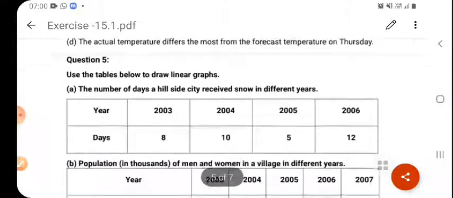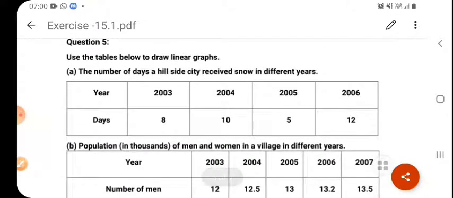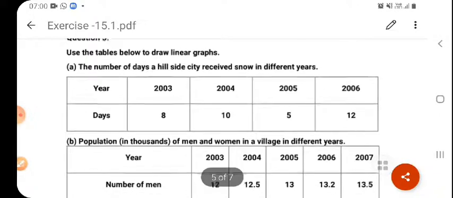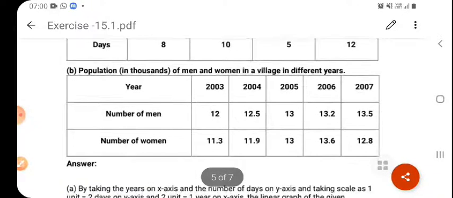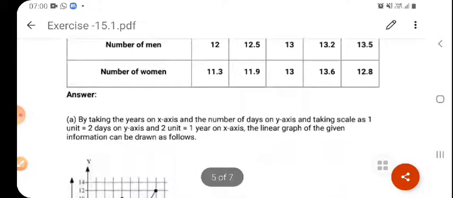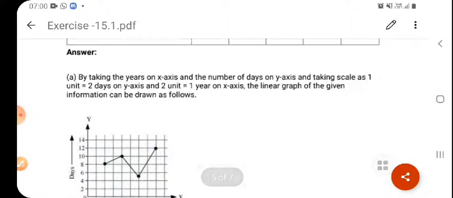Next, the number of days a hilly side received snow in different years. In 2003, 2004, 2005, 2006, the years are given and the days are given. And in part B it has populations. So we have to take the years on the x-axis and the number of days on the y-axis, taking the scale as 1 unit equal to 2 days. These graphs are all made on graph paper and should be pasted in your notebooks.